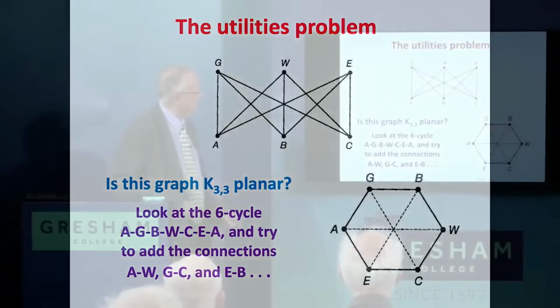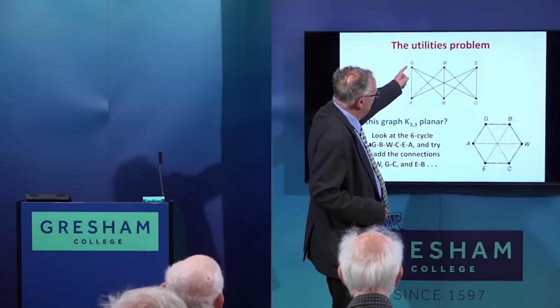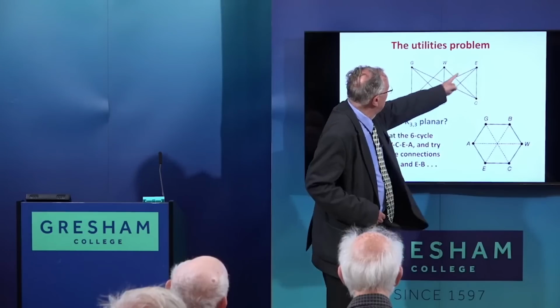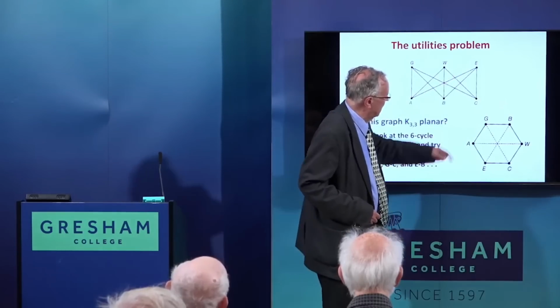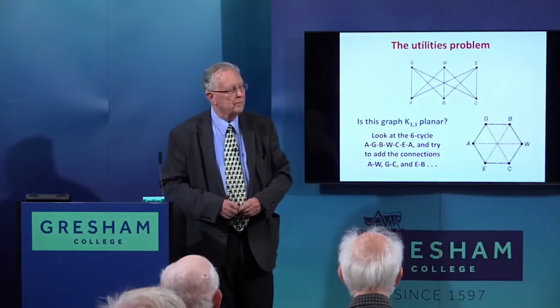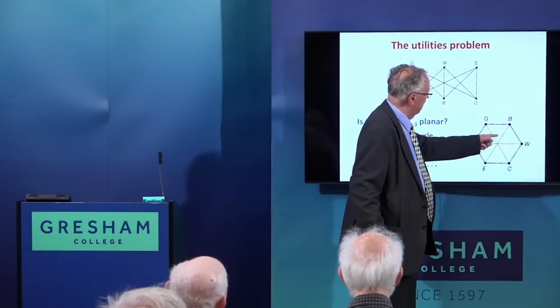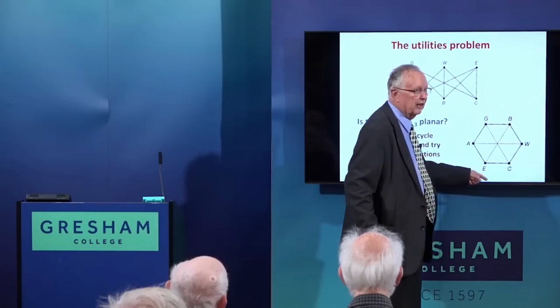you notice that 6 of them form a hexagon. You can go G, B, W, C, E, A, and back to G. So you can draw those as a hexagon, and then you've still got the other 3 edges to fit in. So let's take this horizontal one. If that goes inside, then both of these must go outside so they don't cross it, but then they'll cross each other. So that's no good.